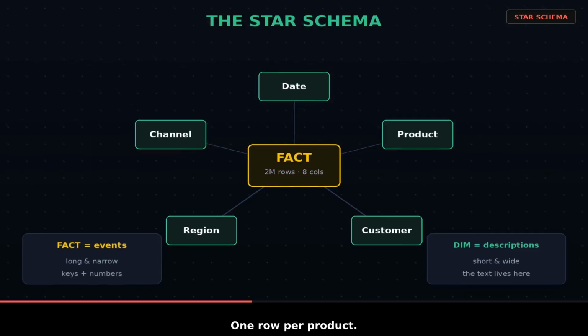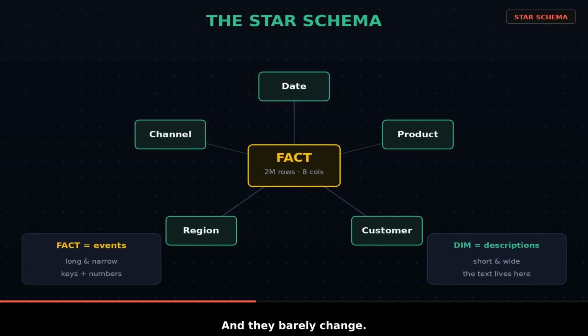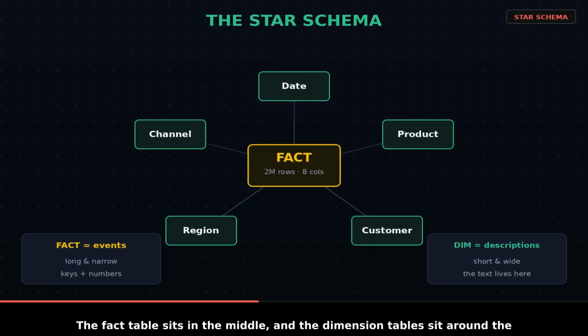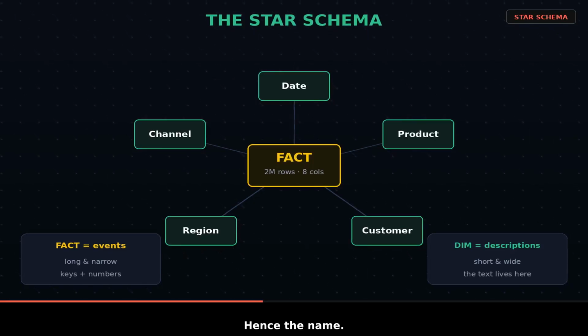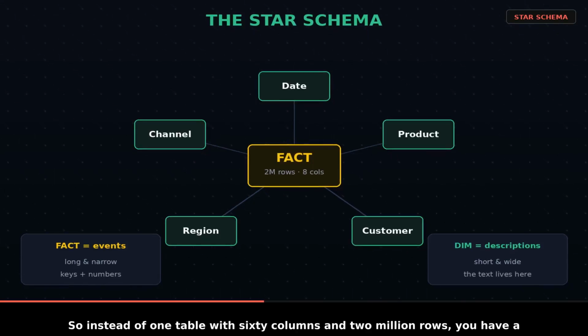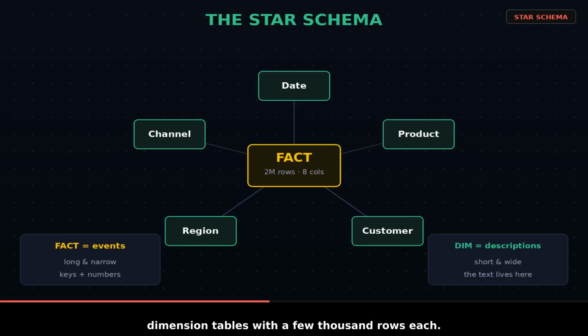One row per product, one row per customer, one row per date. They're short and wide. They contain the attributes you filter and group by, and they barely change. Draw it out and it looks like a star. The fact table sits in the middle and the dimension tables sit around the outside, each connected by a single relationship. Hence the name. So instead of one table with 60 columns and 2 million rows, you have a fact table with maybe 8 columns and 2 million rows, and 5 little dimension tables with a few thousand rows each.